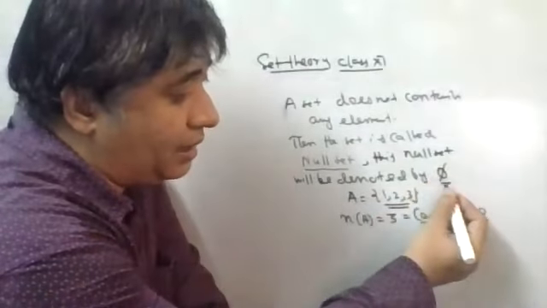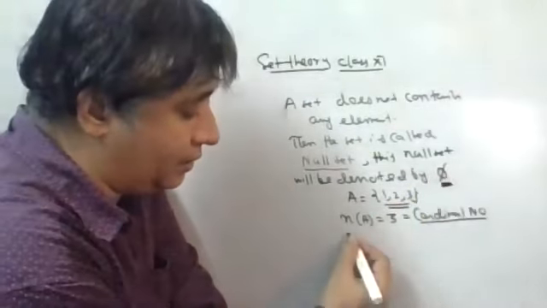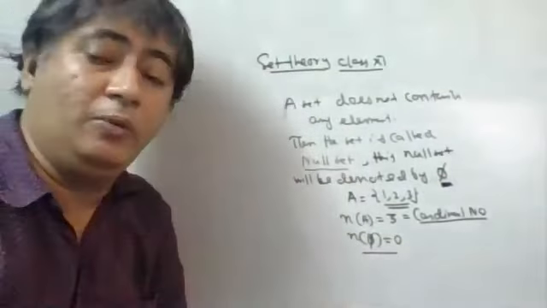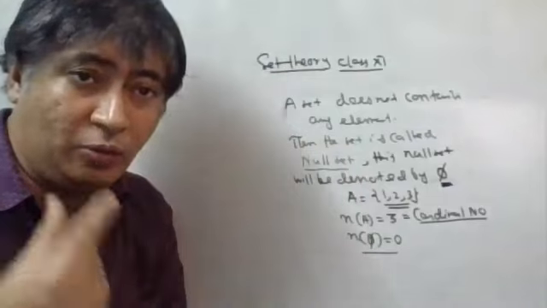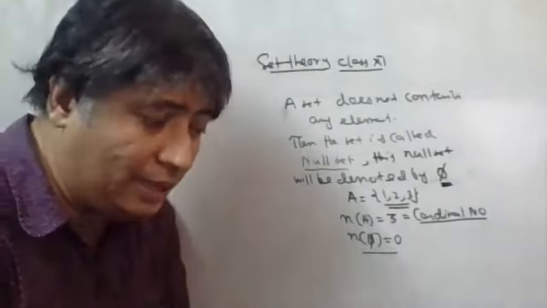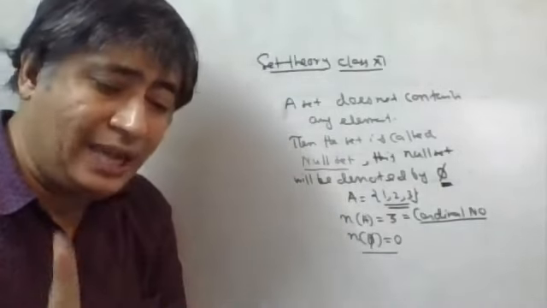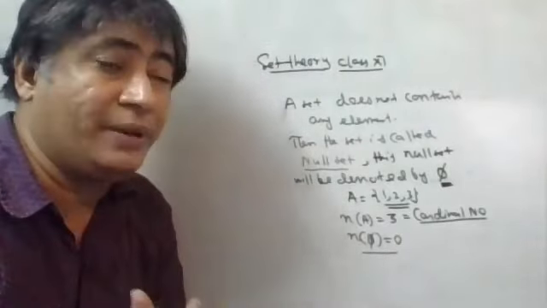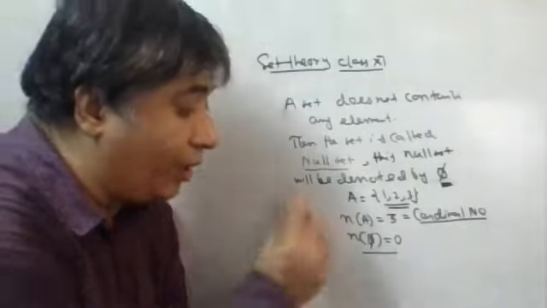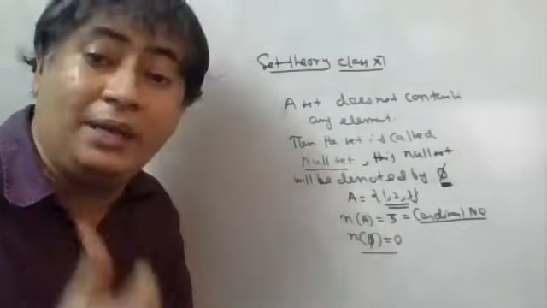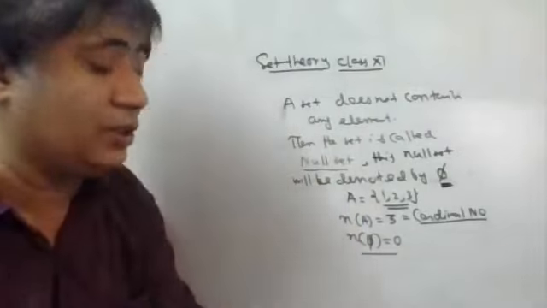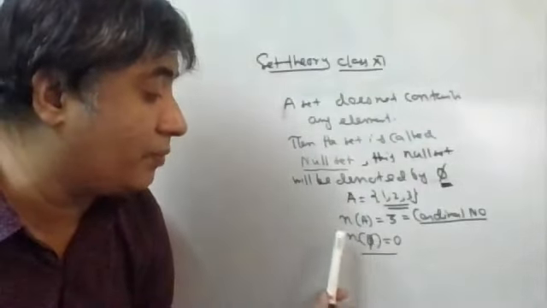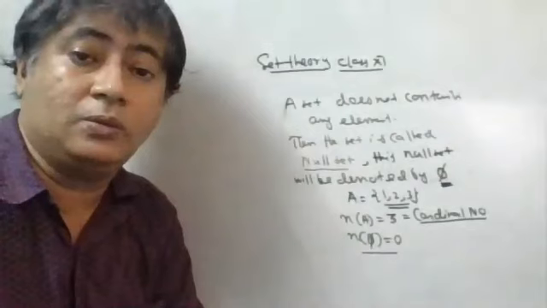Now, what is the cardinal number of null set? Then you can write 0. If you insert 0 as an element in a set, then that will be considered as an element, so it will not remain a null set. But once you find the number of elements in the null set, it is 0. So the number of elements, or cardinal number, of the null set is 0.